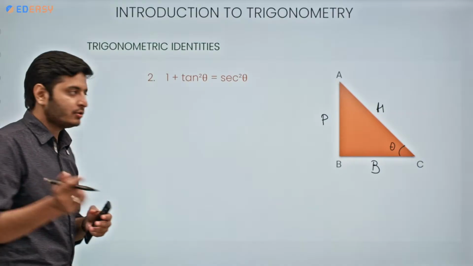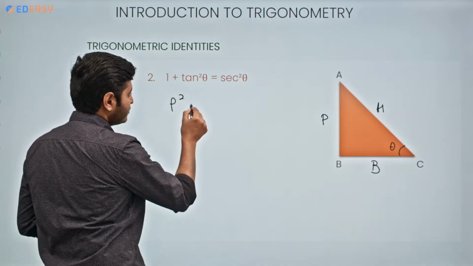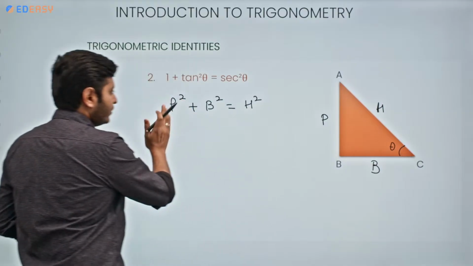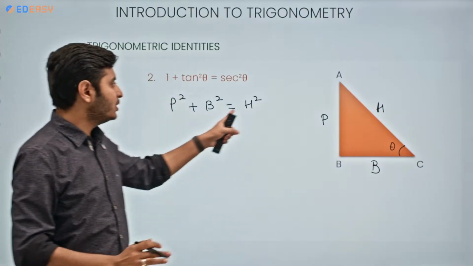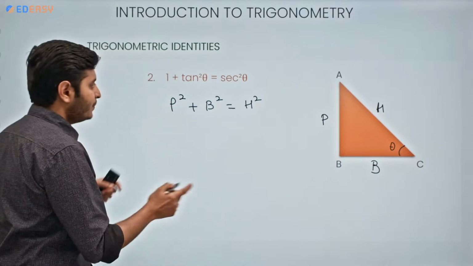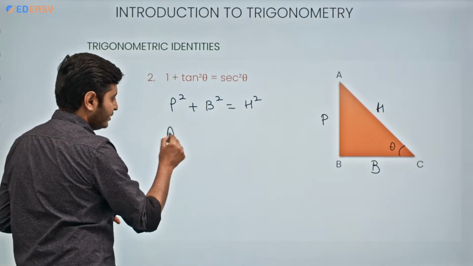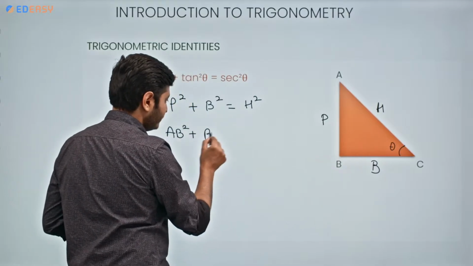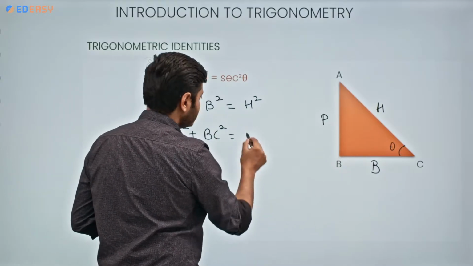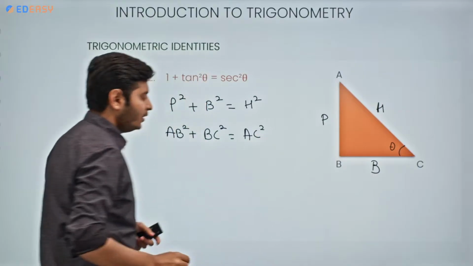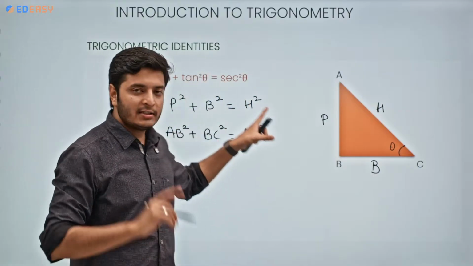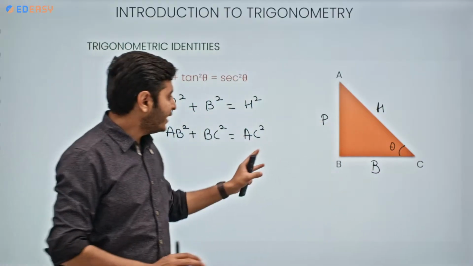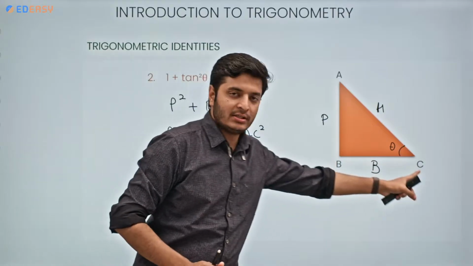So apply the Pythagoras theorem again. So P square plus B square is equal to H square. Perpendicular square plus base square is equal to hypotenuse square. Perpendicular here is what? AB. So AB square plus B square means BC square, equals hypotenuse, which means AC square. I need on the right side secant theta, or basically hypotenuse by base. So I should be dividing the whole equation by BC.